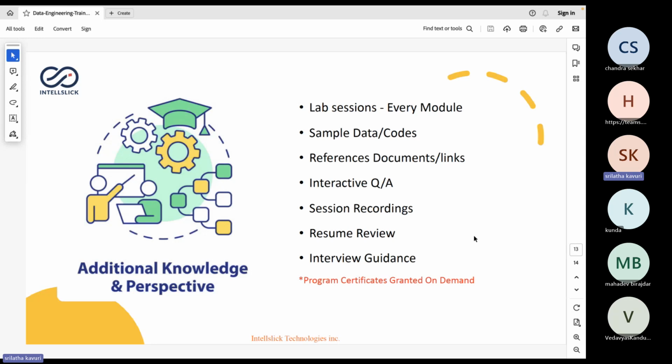SQL and Python are prerequisites to become a data engineer. If you are not familiar with them, try to get in touch with me so that we can plan separate sessions for them, or I can guide you. We can plan accordingly based on the knowledge you have in both Python and SQL. But those two are a must-have prerequisite for a data engineer.